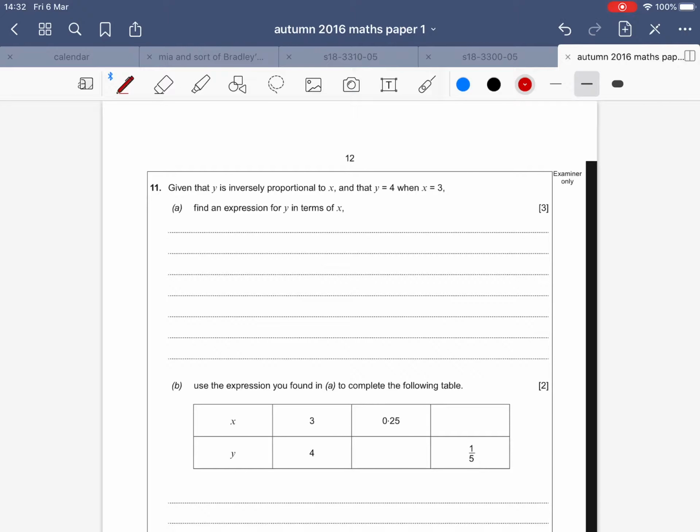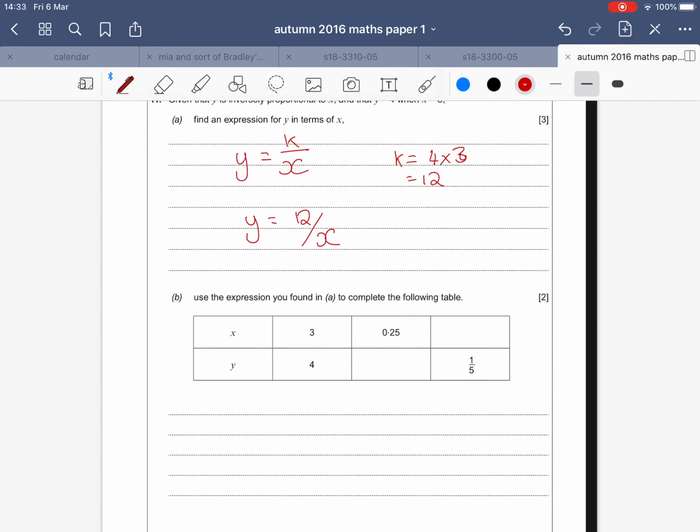Question 11. Given that y is inversely proportional to x, and that y is 4 when x is 3, find an expression for y in terms of x. So when something's inversely proportional to something, it means that as one increases, the other decreases. So y would be our constant over x, and then to find out your k when it's inversely proportional, we just multiply our x and y. So 4 times 3, which is 12. So our formula would be y equals 12 over x.